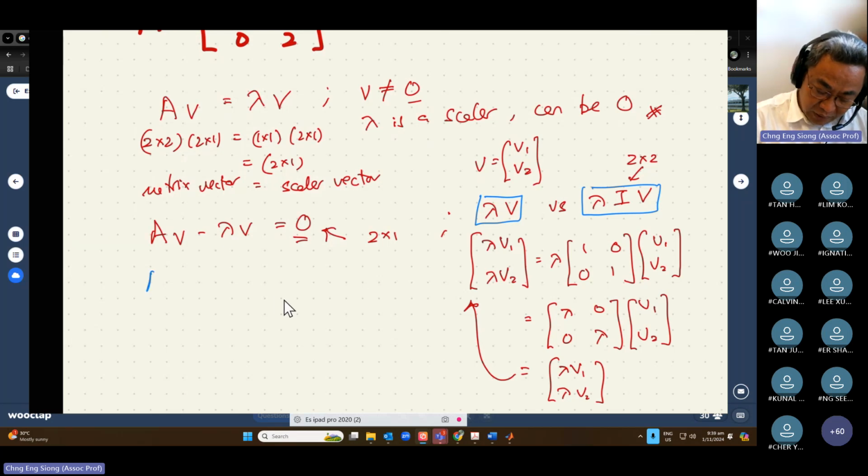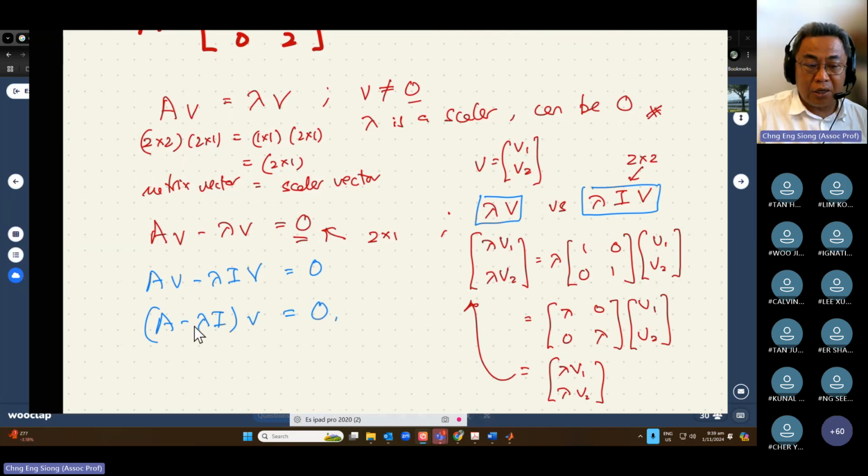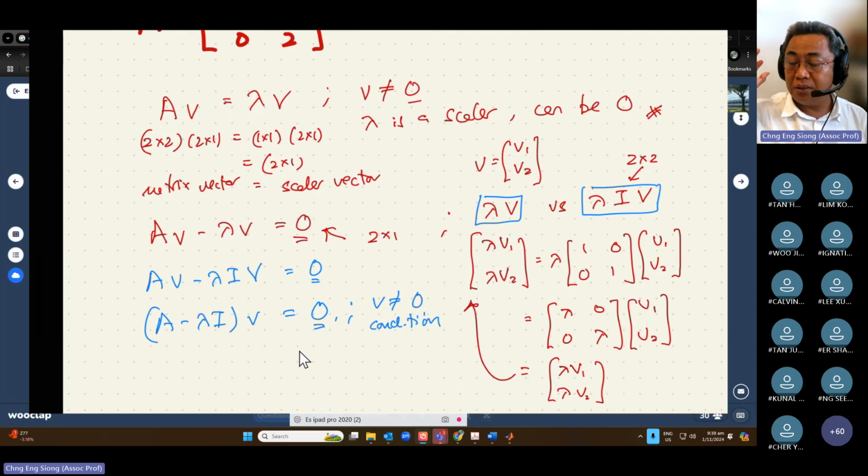So now we have AV minus lambda IV, and now we have A minus lambda I times V. We're going somewhere. We have already collapsed these two. So remember, what is the interesting V? If we multiply V as 0, anything times 0 is the 0 vector, right? So V must not equal 0. Remember, eigenvectors V must not be 0.